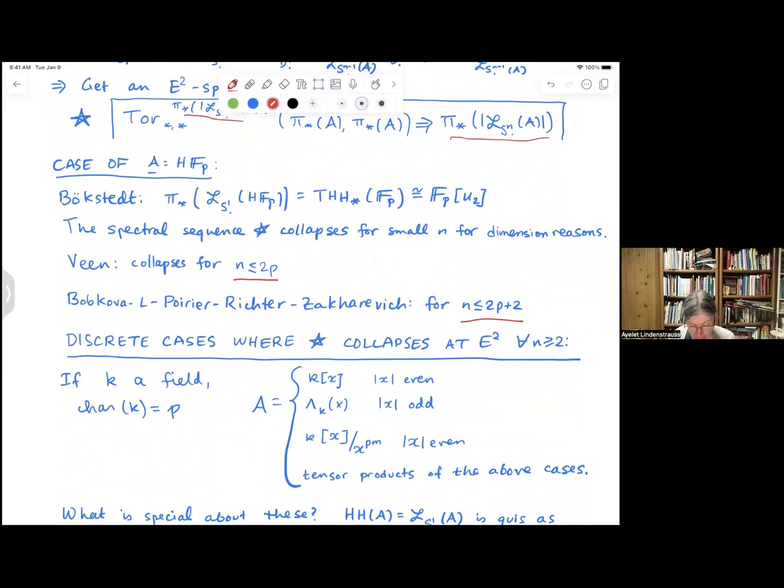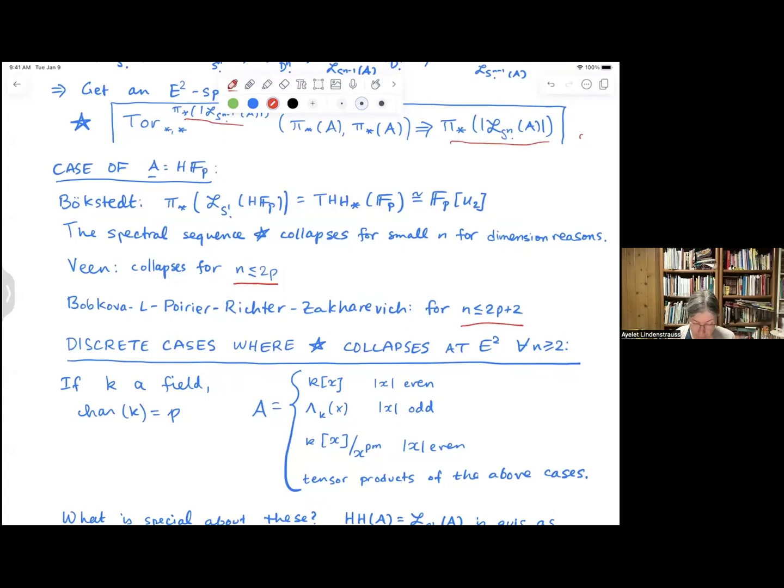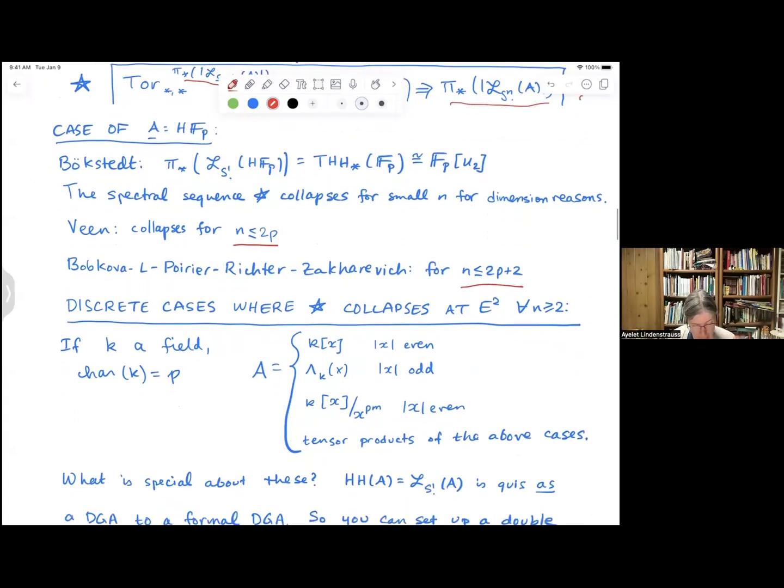And this question of when the spectral sequence collapses, it makes sense also to ask for discrete cases. And there are some discrete cases where the thing collapses at E2 for all n. So over all spheres, we know the Loday constructions over all spheres to infinity. And what are these cases? K has to be a field of characteristic p, and A can be different things. It could be polynomial over X if the degree of X is even. It could be exterior over X if the degree of X is odd, or it could be truncated polynomial over X where the degree of X is even, but then the truncation has to be divisible by p. It doesn't have to be a power of p, but it has to be divisible by p. And also tensor products of the above cases.